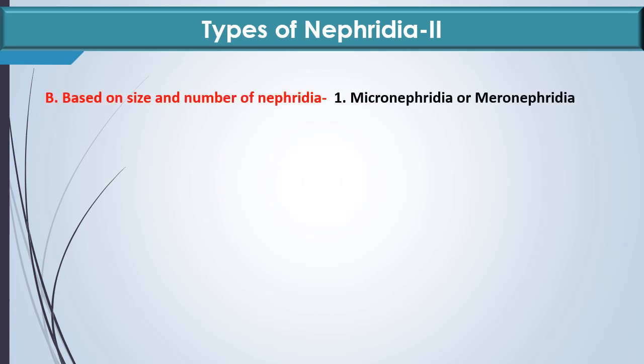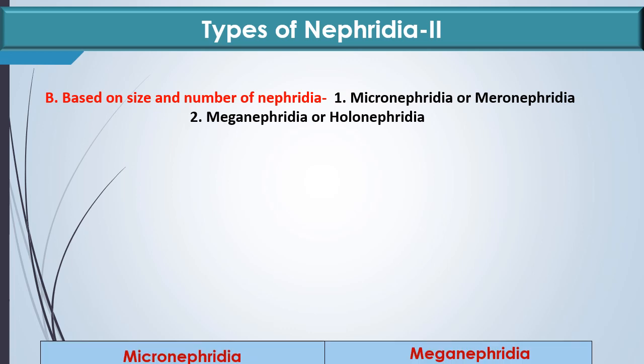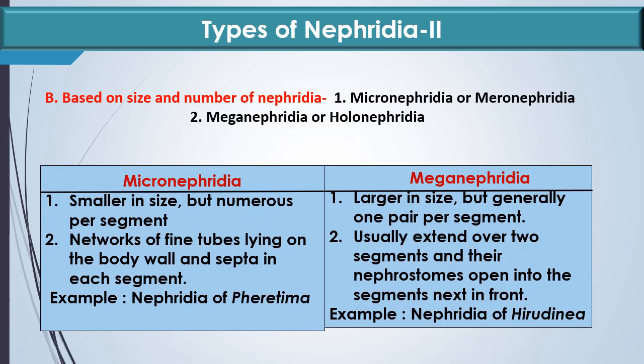The second category of nephridia is based on size and number of nephridia per segment. Based on size and number, they are categorized into micronephridia or meronephridia, and meganephridia or holonephridia. The micronephridia, as their name suggests, are smaller in size and numerous per segment, forming networks of fine tubes lying on the body wall and septa in each segment. The nephridia of Pheretima posthuma are micronephridia types.